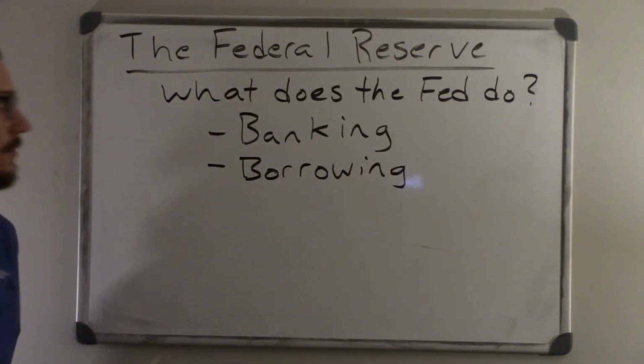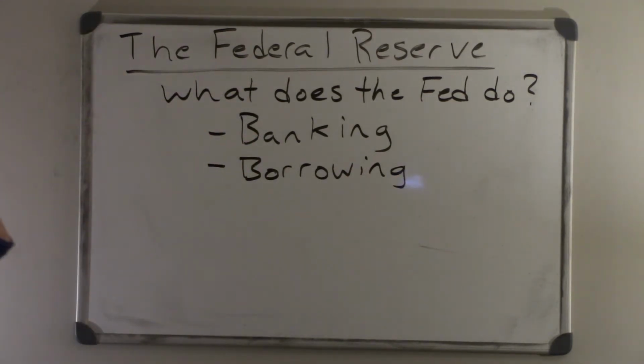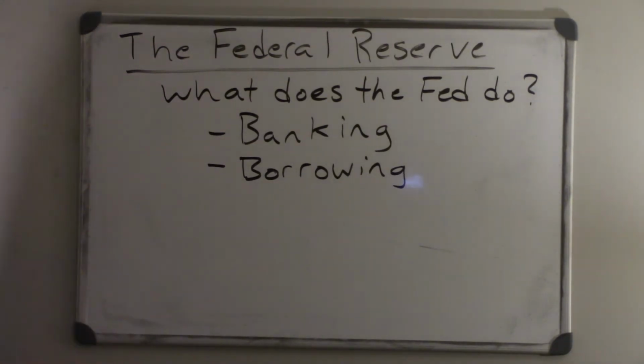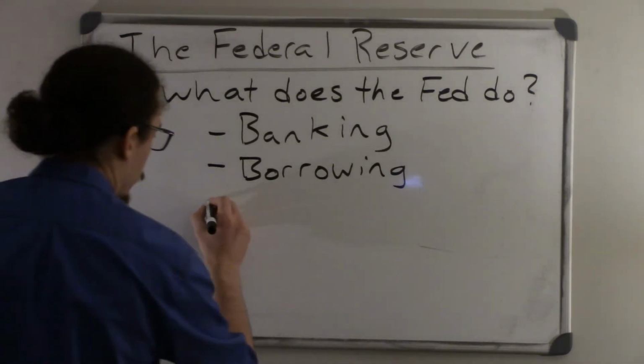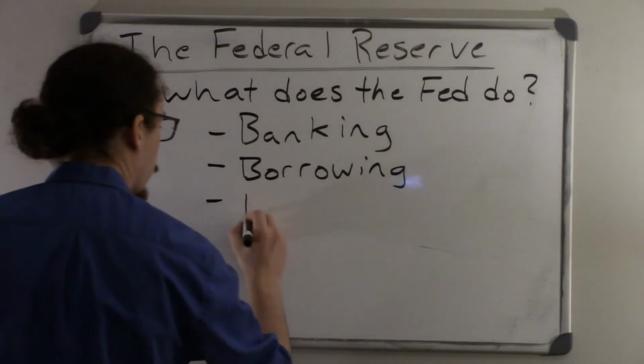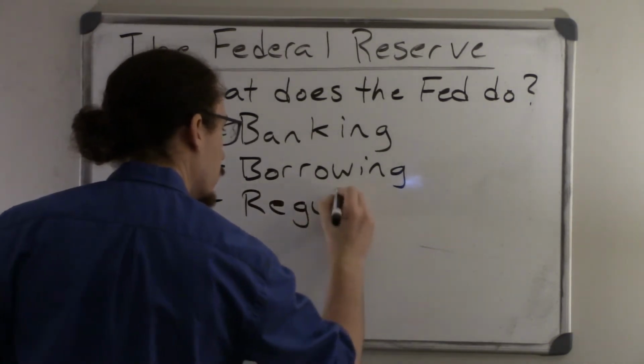Another thing that the Fed does is borrowing. So whenever the U.S. Treasury or the U.S. government borrows money, the Federal Reserve is the one that manages that borrowing. That one's pretty short. That's really all we got for that one. The rest of these are going to be shorter.